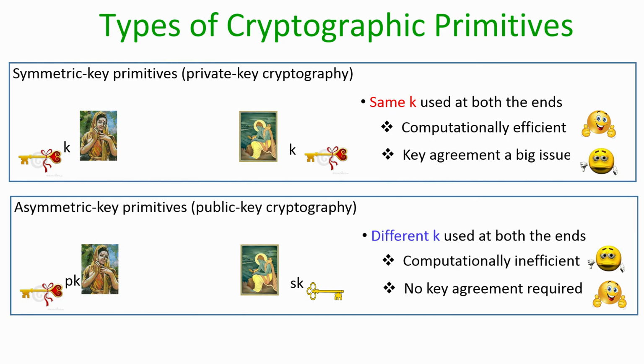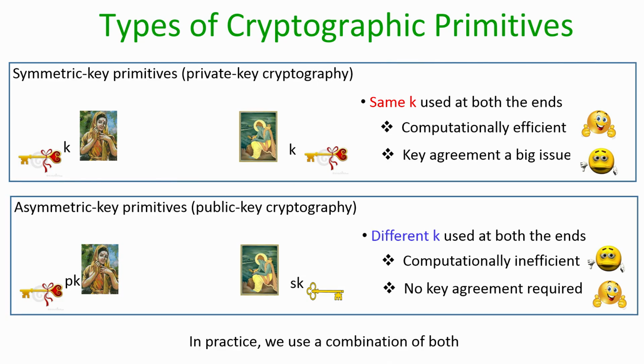The good side about these primitives is that you do not need any kind of key agreement. That means if I take a public key encryption scheme, for instance, then there is no requirement to do any kind of key agreement. Whoever wants to encrypt a message for me can take my public key, which will be available in the public domain. So, I do not need to explicitly agree upon a key with that particular sender. The downside of these kinds of primitives is that they are computationally inefficient. That means the amount of computation involved is several orders of magnitude greater than the computation required in the symmetric key primitives.